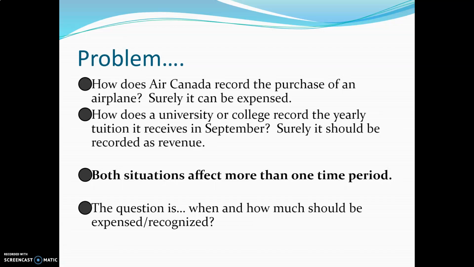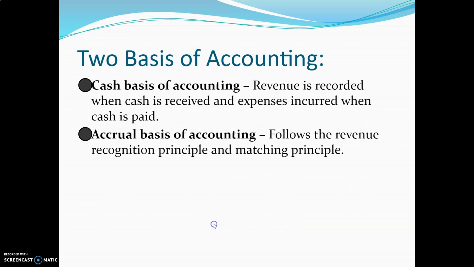So here's a problem. Air Canada goes and records the purchase of an airplane. Can it be expensed? Here's another problem. How does the university or college record yearly tuition it receives in September? So you're paying for something in advance. Surely it should be recorded as revenue, right? Well, with both situations, they affect more than one time period because you can't exactly count that as revenue until it's actually happened. And you can't really expense the airplane until you've actually matched it up with the revenue. So the question is, when and how much should be expensed or recognized?